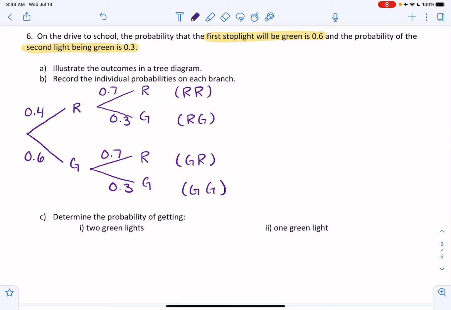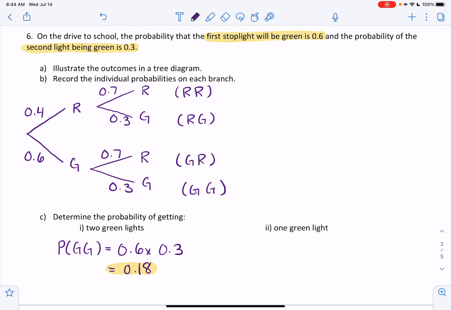So we want to determine some probabilities here. Determine the probability of 2 green lights. So the probability of 2 green lights, because these are independent, we can just multiply them. So 2 green lights would be here, 0.6 and 0.3. So that would give us 0.18.